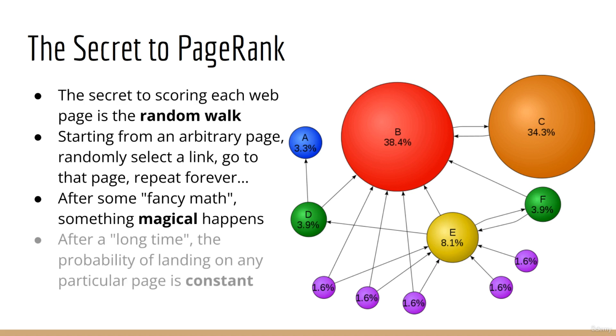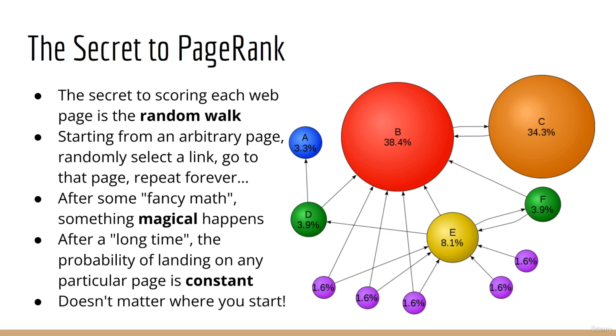It turns out that the probability of landing on any single web page after a certain amount of time remains constant. It also turns out that it doesn't even matter which web page you started on. That is to say, no matter where you start, if you just keep going from web page to web page randomly, you'll eventually settle on some fixed distribution.